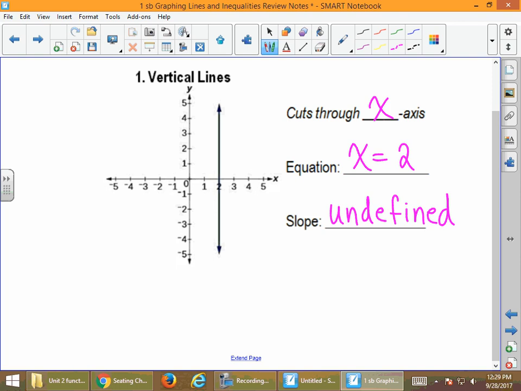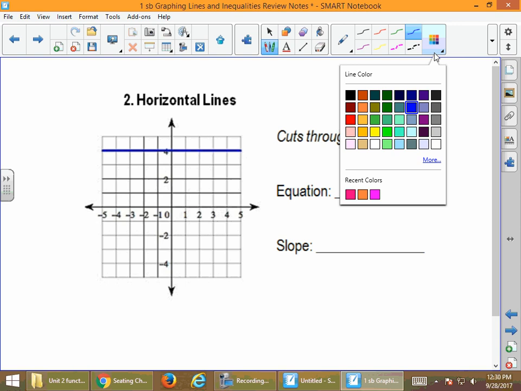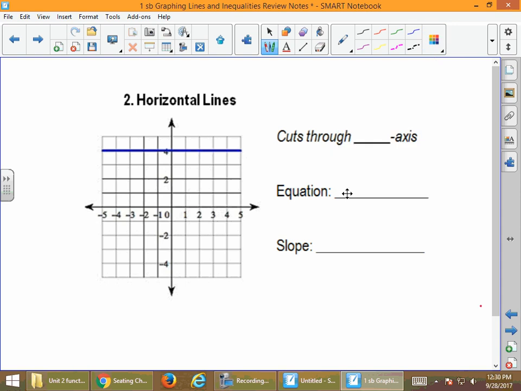In contrast, we have our horizontal line. And the horizontal line, we still work with it the same way. What axis does it cross? What does it cut through? Well, this time it cuts through the y-axis. And then when we write our equation, it's going to be y equals, but where does it cross in this particular picture? It crosses at 4. And again, you may or may not remember from Algebra 1 that the slope of a horizontal line is 0.